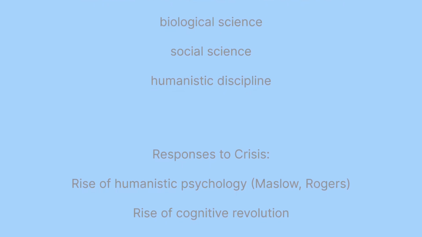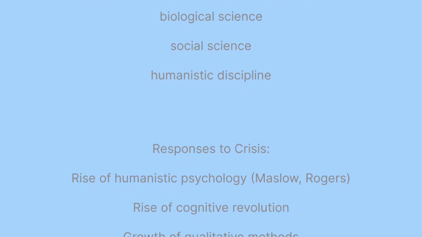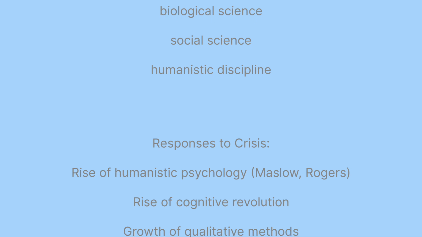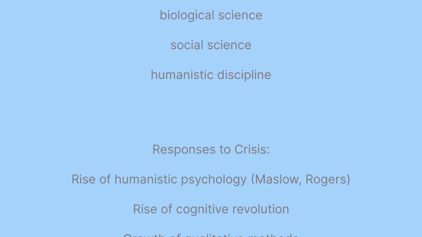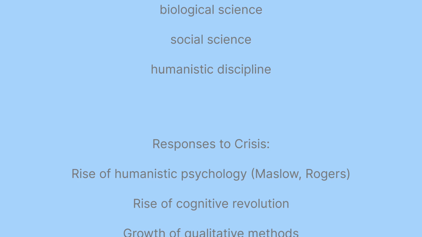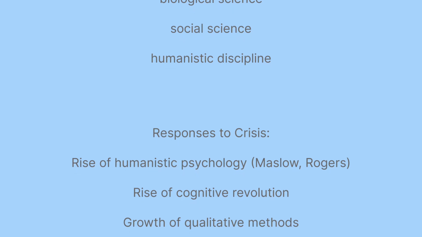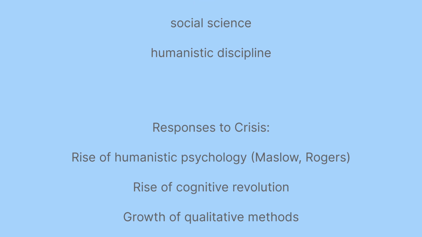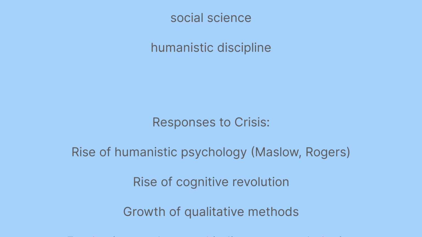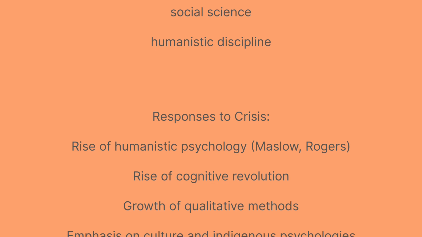Sorry guys, I forgot to mention the response to the crisis. So for the problem, they were responding. The rise of humanizing psychology, like Maslow, Rogers, all those people came, and the rise of the cognitive revolution and growth of qualitative methods. After this, what happened? People like Maslow, with the hierarchy of needs, and Carl Rogers, all those people, came with humanistic theory. This was a response to the crisis.